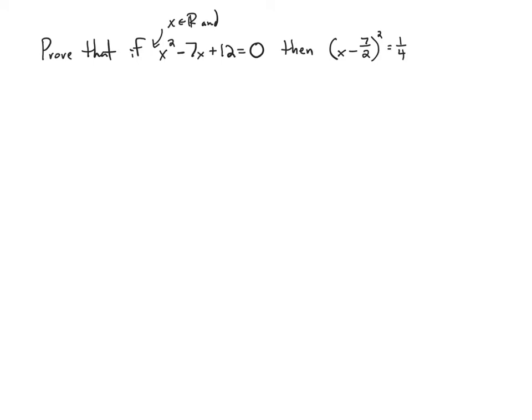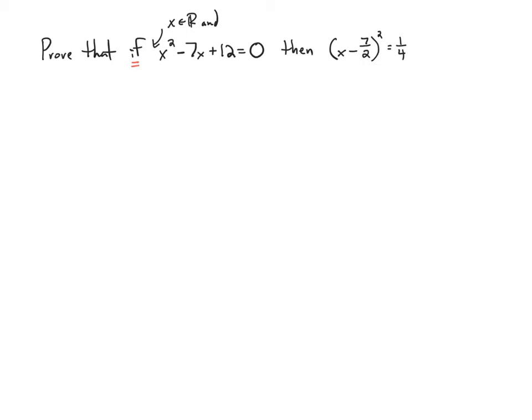As long as you're writing down correct things, you're good to go. All right, let's look at this one. This is just a nice direct proof problem. So we want to assume that if x squared minus 7x plus 12 equals 0, and x is a real number, just to say the domain of where x lives, then (x minus 7 halves) all squared equals a quarter.